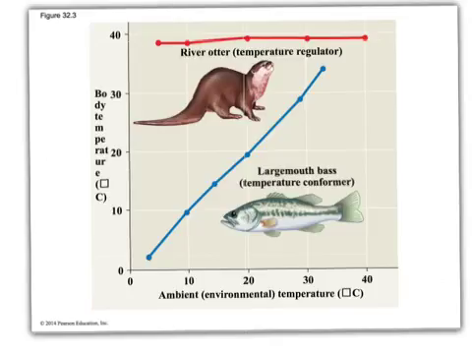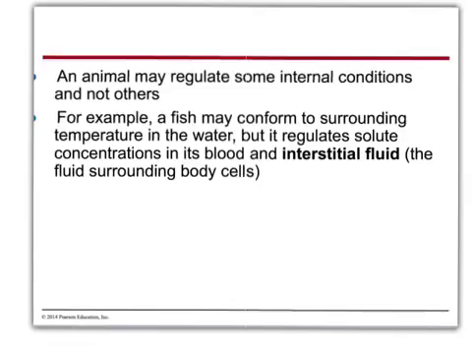Example, river otter versus fish. They live in the same environment. River otters are mammals. They have to do something to regulate their body temperature, keeping it somewhere around 37 degrees. Whereby a fish, depending upon the ambient temperature in the environment, will adjust, will change. All right? So an animal may be a regulator for certain conditions and a conformer for others. It's not to say that if an animal is classified as a regulator, it is a regulator for everything.